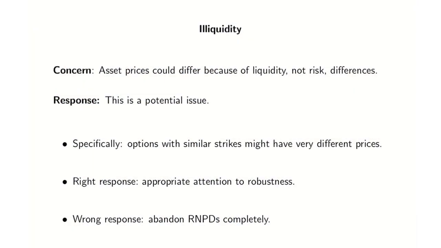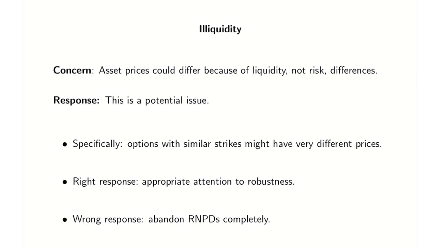And the other piece of it is that once you allow for differences in subjective expectations across people of what payoffs might be, you could start to see why they might choose differently about whether to participate in various markets. So the asset prices could differ because of liquidity, not risk differences. And this is a potential issue.